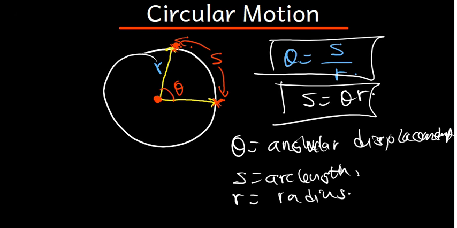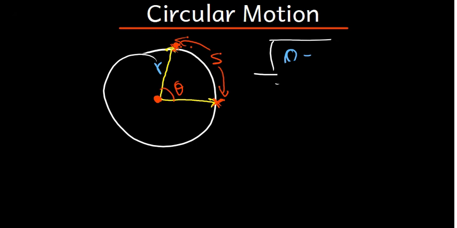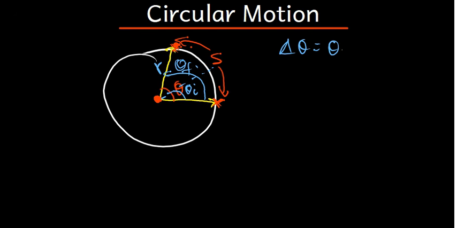Now let's talk more about the angular displacement. So I'll get rid of this. If an object has moved from this point, let's say the first point is here, we are going to call this the theta initial. Then the second point is there, we are going to call that the theta final. Meaning that we have the change in theta equal to theta final minus theta initial.